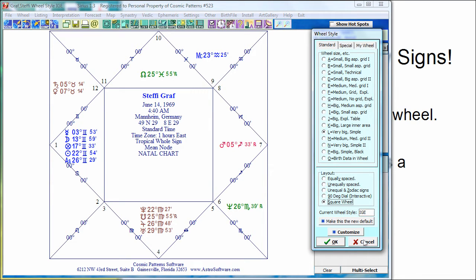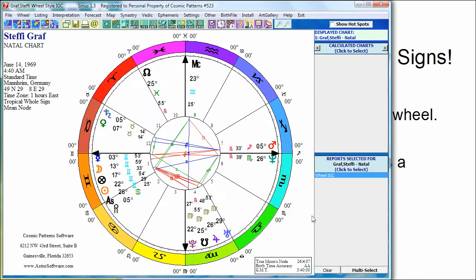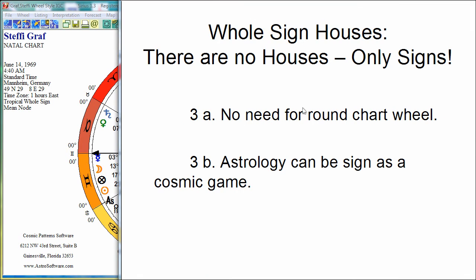You don't get this complexity that we have. I'll cancel out of this and go back to the wheel where we have signs that are different from houses. They're the same thing. So that's another consequence. These other chart wheels that are not round fit in nicely with the idea of using whole sign houses. And the idea that astrology is a kind of cosmic game is easier to figure out because you have these nice little neat packages. I talk about that in a separate video on Introduction to Vedic Astrology. So all these things fit together.